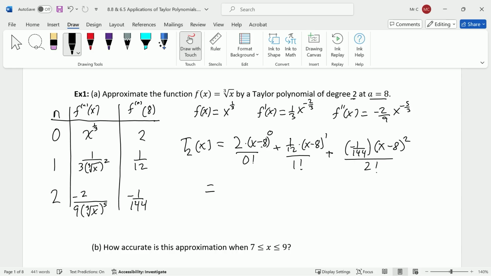Now we'll do a little bit of cleanup here. 2 to the 0 power is 1, over 0 factorial is 1, so this is 2. 1/12 divided by 1 factorial is still just going to be divided by 12, with x minus 8 up top.